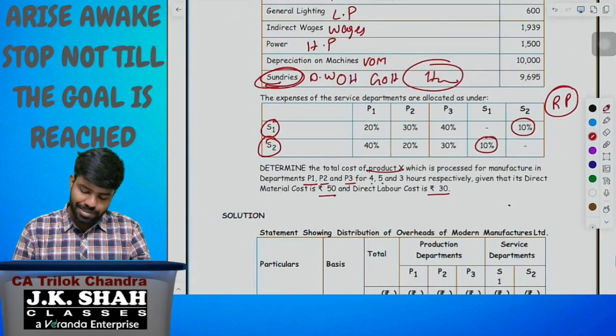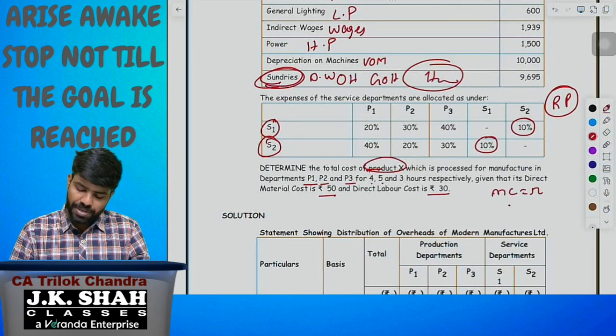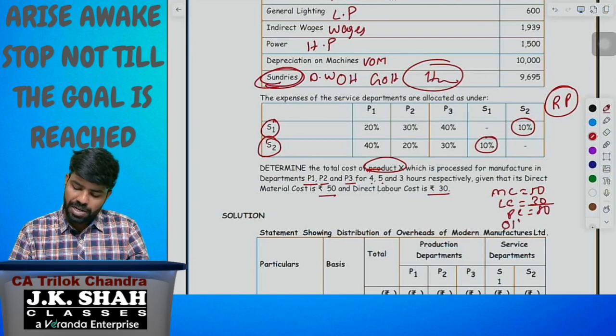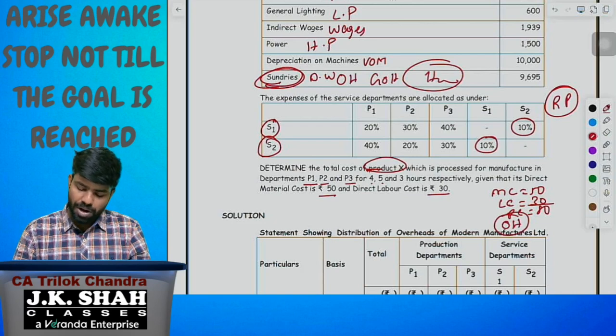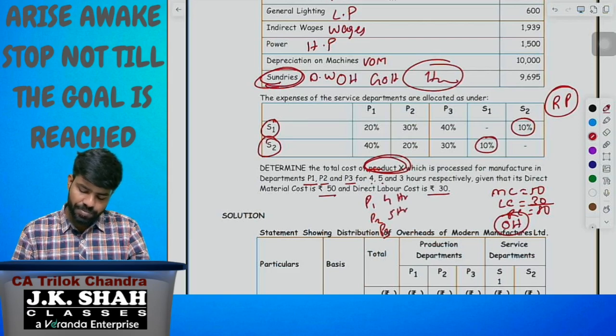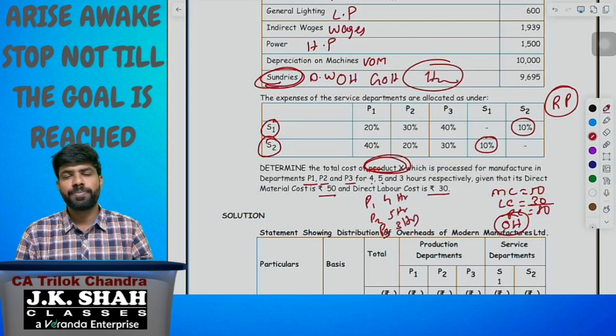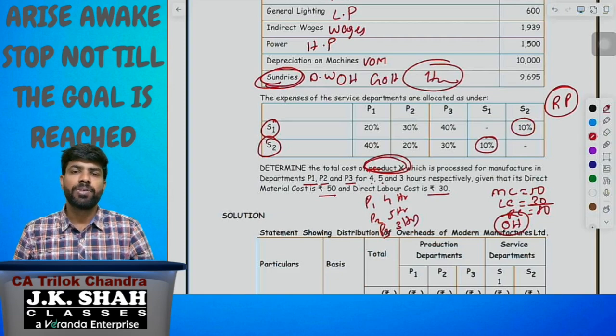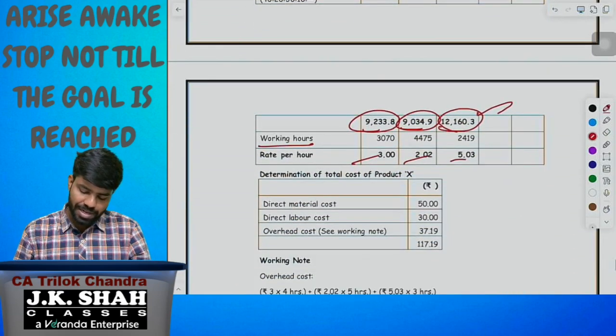when it comes to product X, material cost given is 50 rupees, labor cost given is 30 rupees, prime cost is 80 rupees. Now we need to charge the overheads. To charge the overheads, product X is passing through P1, P2, P3. P1 department 4 hours, P2 department 5 hours, P3 department 3 hours. To charge the overheads, we need to calculate the hourly rate, because on what basis are they going to charge? Hours basis. So that is why we are calculating the hourly rate: 3 rupees, 2.02, 5.03.